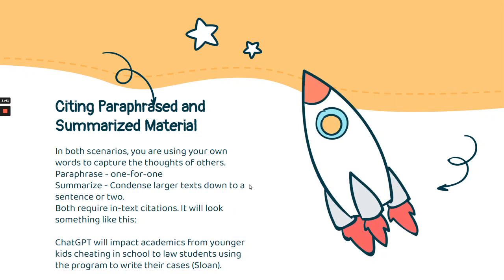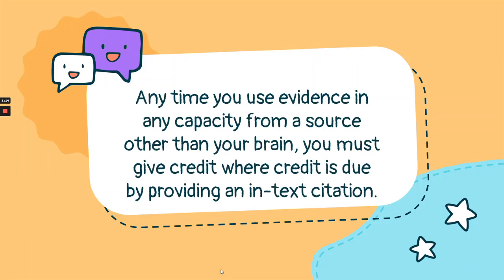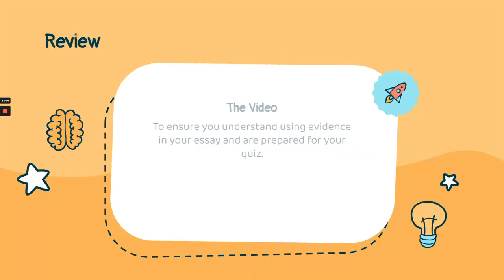So when you paraphrase or summarize material, you still have to cite it. So here is me summarizing from the text. ChatGPT will impact academics from younger kids cheating in school to law students using the program to write their cases. These are all my words, but I am using it from someone else's research, which is why I have my in-text citation right at the end. Anytime you use any evidence in any capacity from a source other than your brain, you must give credit where credit is due by providing an in-text citation.